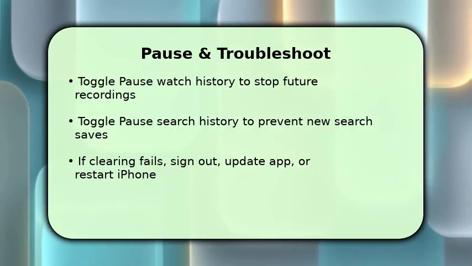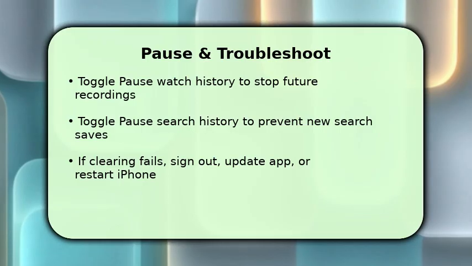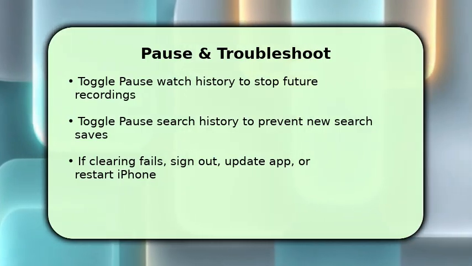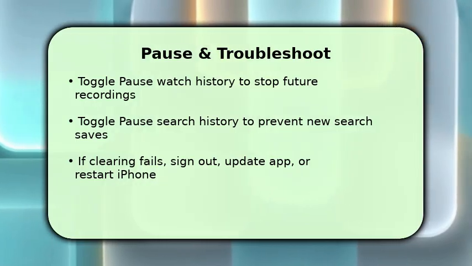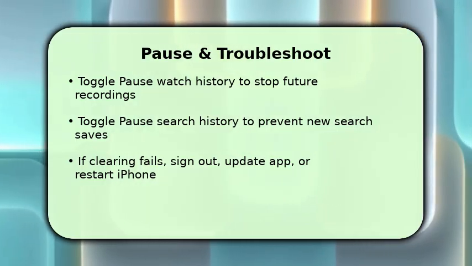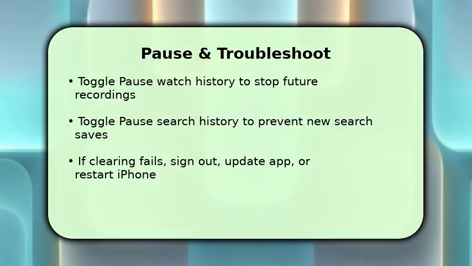If a clear or pause doesn't work, sign out and back in, update the YouTube app from the App Store, or restart your iPhone. These fixes resolve most sync or permission glitches. If issues persist, check any linked Google account settings on the web.